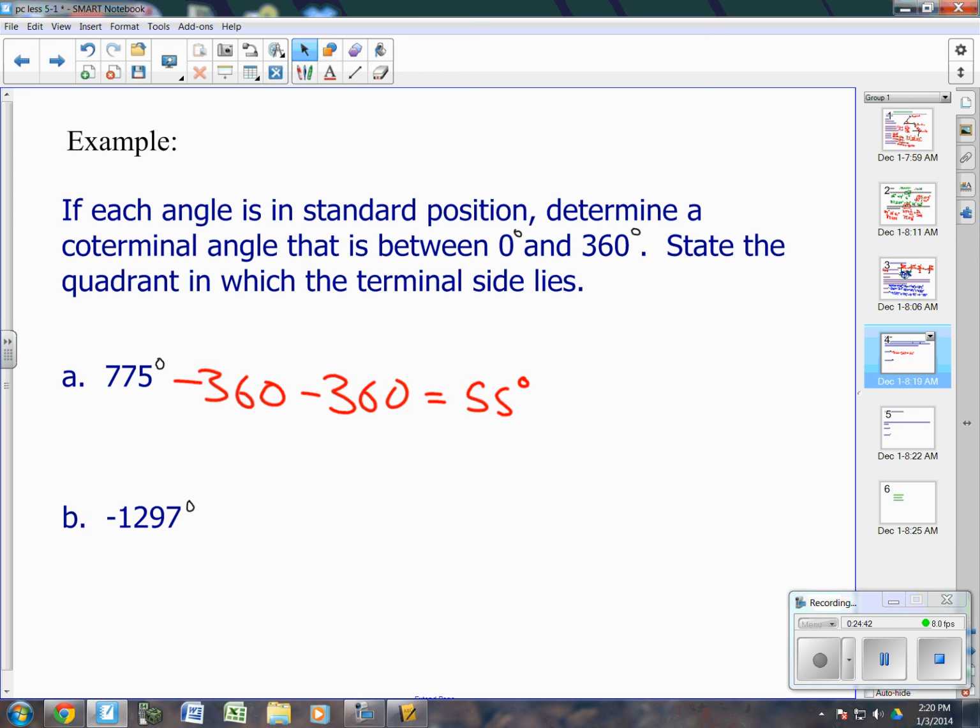Okay. Find one for negative 1297. When you got it, raise your hand. No, not yet. How many got 145 since McKay said? 143, does everybody agree with that? 143? You should have just added 360 till you got a number between 0 and 360, right? So 143 for that one. Okay.